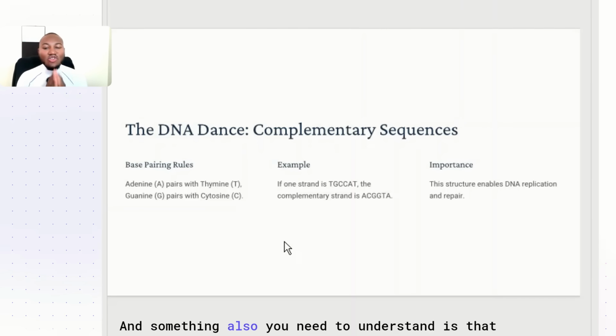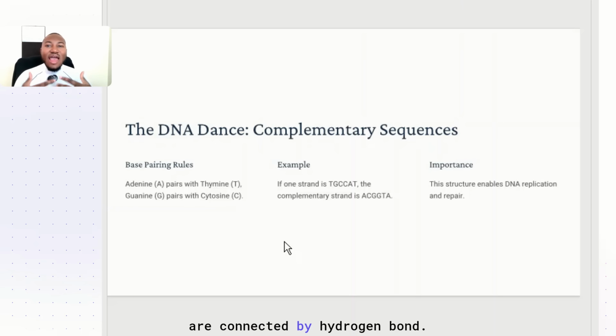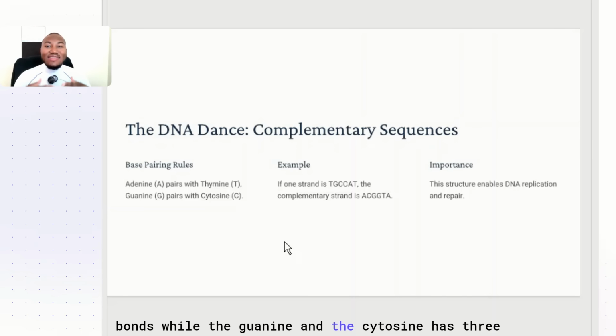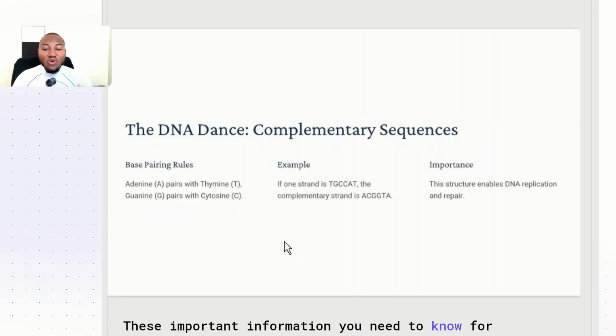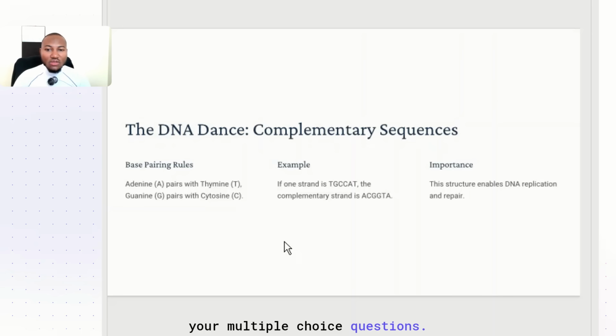Cytosine. And something you also need to understand is they are connected by hydrogen bonds. The adenine and the thymine have 2 hydrogen bonds, while the guanine and the cytosine have 3 hydrogen bonds. This is important information you need to know for your multiple choice questions. These things are very, very important for you to understand because it enables DNA replication and repair, which we are still going to discuss in a minute.